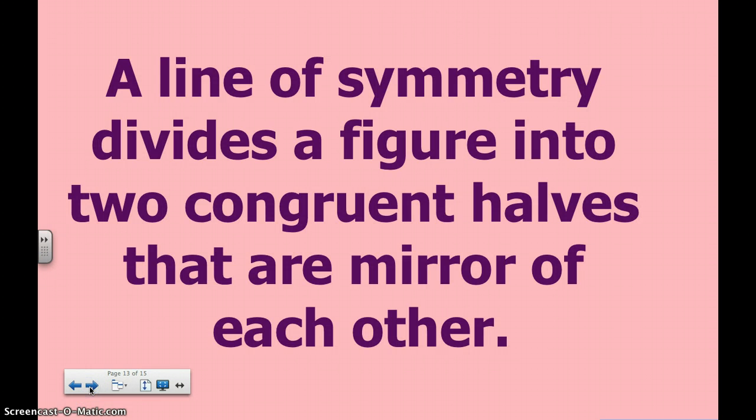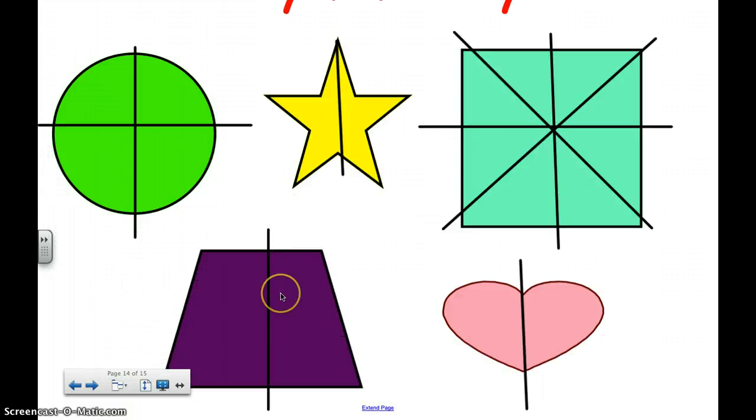Let's talk about lines of symmetry. A line of symmetry divides a figure into two congruent halves that are a mirror of each other. These are all perfect examples of lines of symmetry. They all make a mirror of each other.